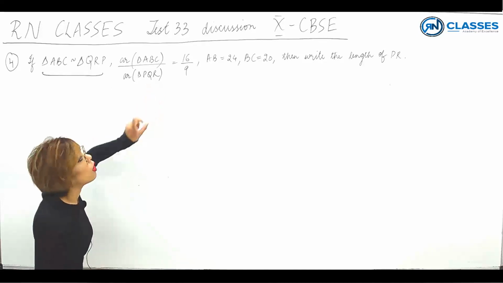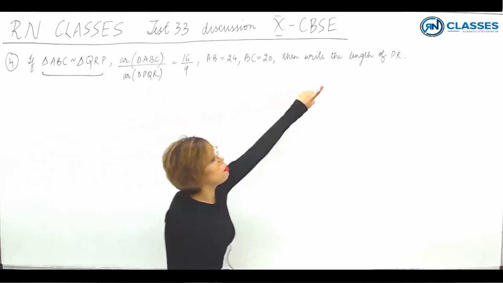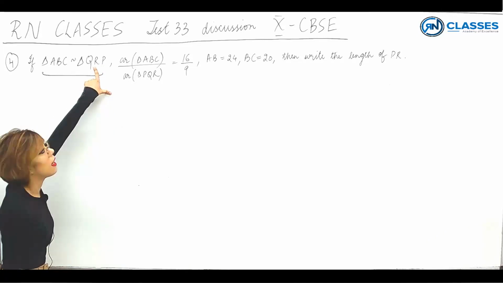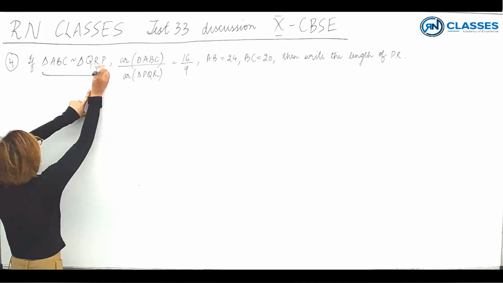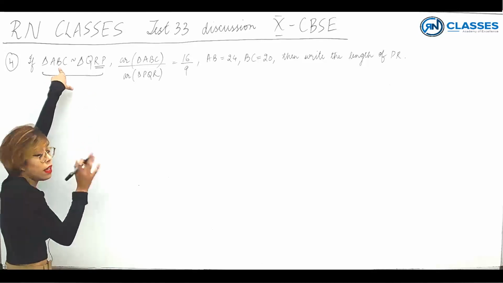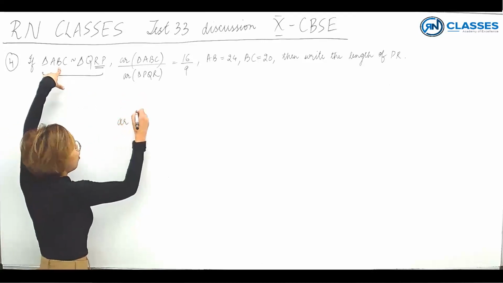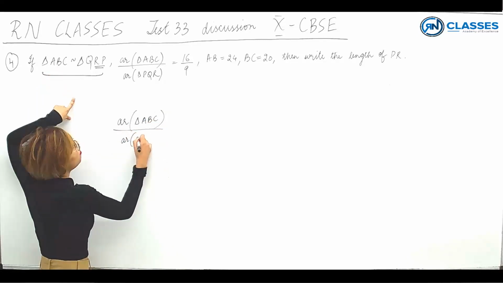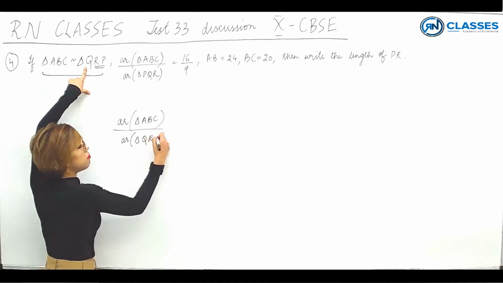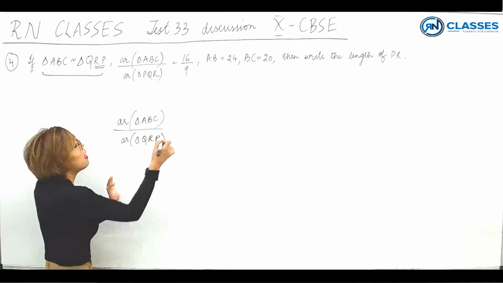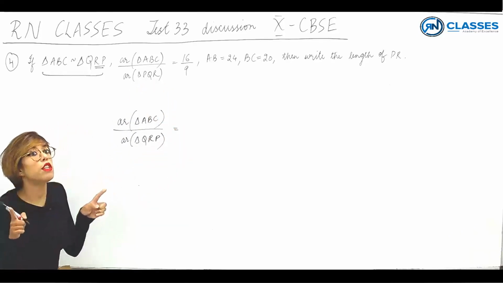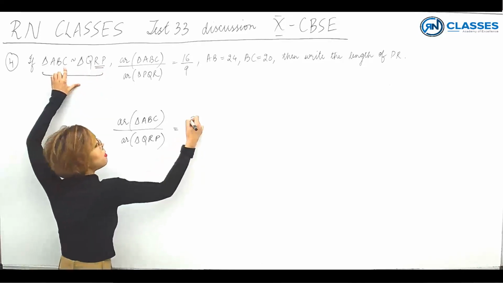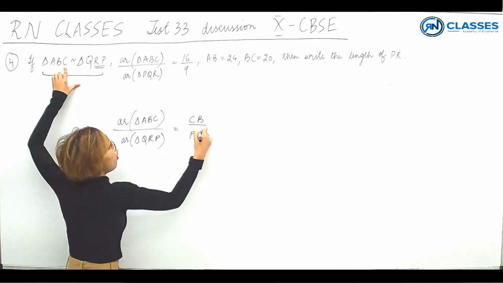Now, let's see the corresponding sides. Now what do I need? PR. So, corresponding to PR, let me search. So, PR, that means corresponding to PR, I have CB. So, I can say that area of triangle ABC over area of triangle QRP, I wrote this deliberately. This is equal to square of the ratio of corresponding sides. So I want PR and CB. So this is CB by PR whole square.